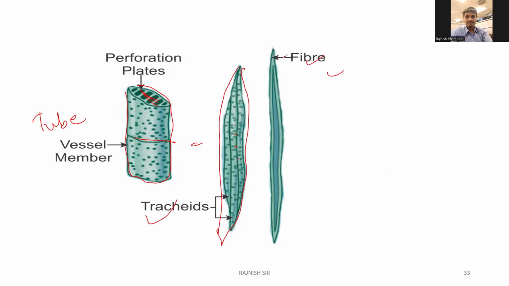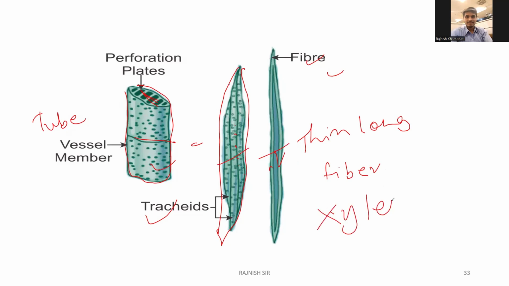This is the fiber cell. It is called a fiber because it is elongated, thin and long, literally like your hair. So they are known as fiber cells. These three different tissues are together forming one xylem, and that is the reason we call it complex.